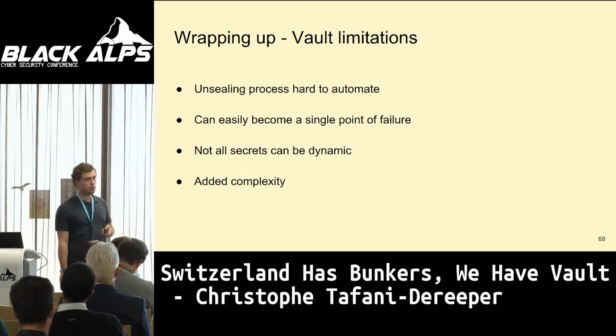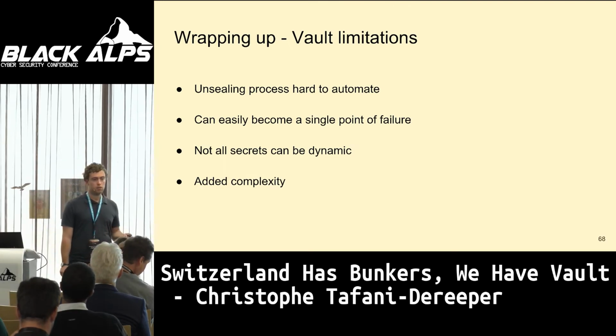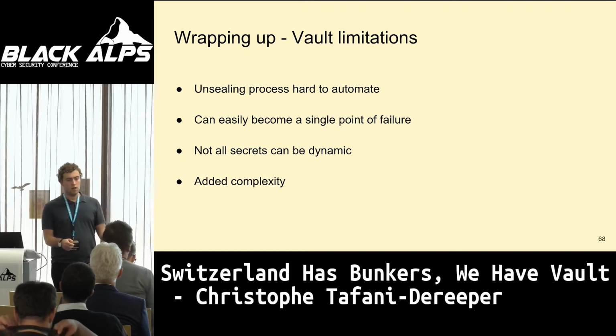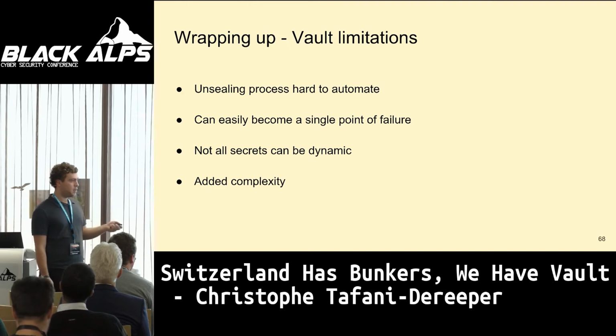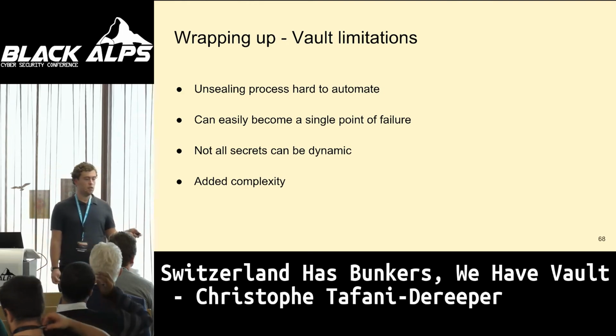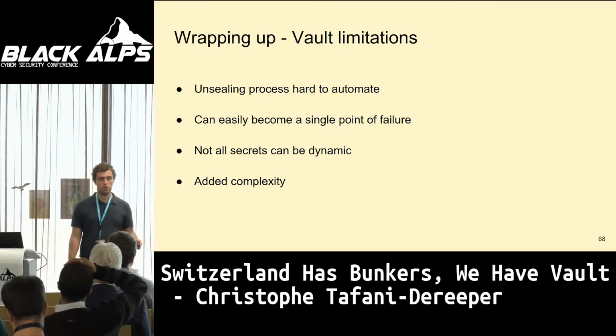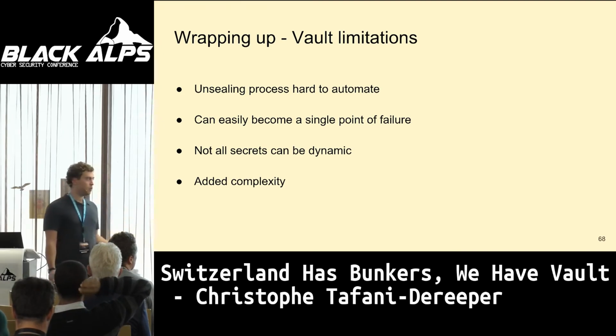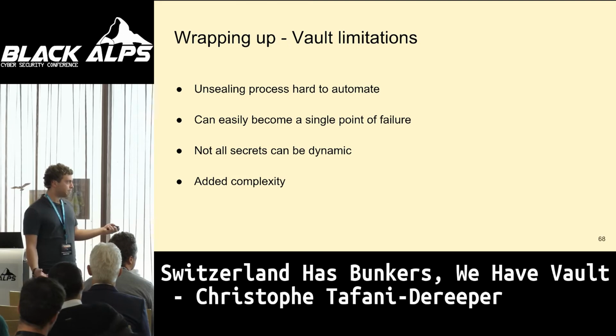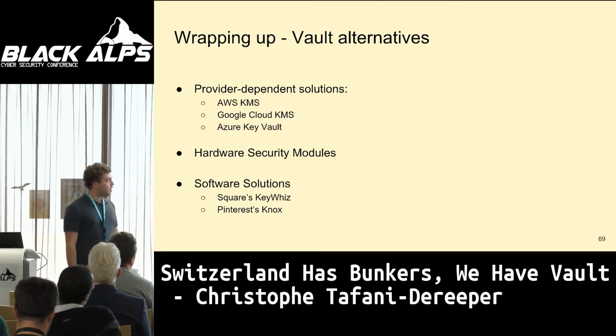And another limitation is that not all secrets can be dynamic. So most of the time you're going to have to put into Vault some secrets that you cannot rotate easily, that you cannot revoke easily. Maybe if you have an API, you have to store an API key in Vault, and if you want to revoke it, you're going to have to go to the provider of the API and revoke it in a different way. So it doesn't always work.